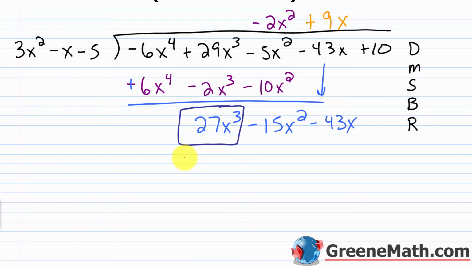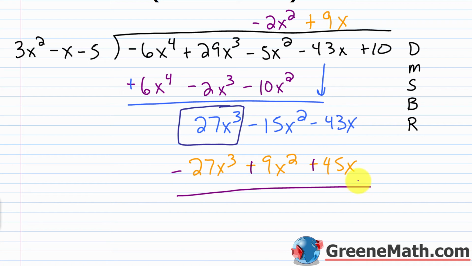So 9x times 3x squared is 27x cubed. 9x times negative x is negative 9x squared. 9x times negative 5 is minus 45x. Again, I am subtracting this away, so just change the sign of everything. So this will be minus, plus, plus. Now I can just add.